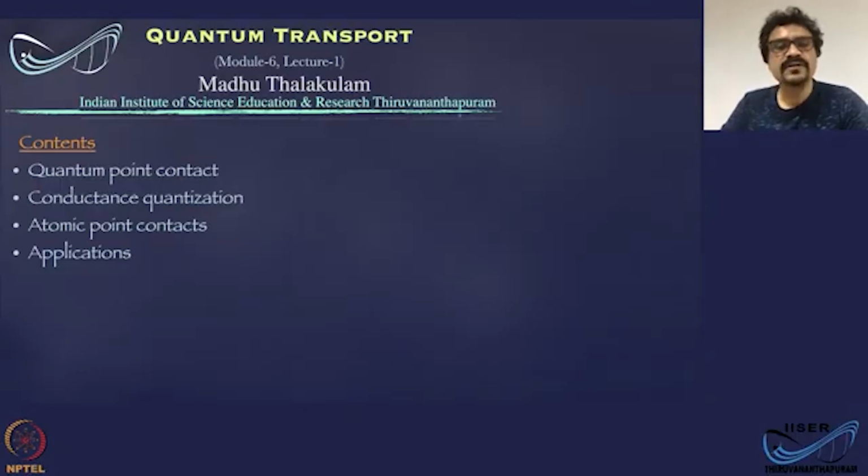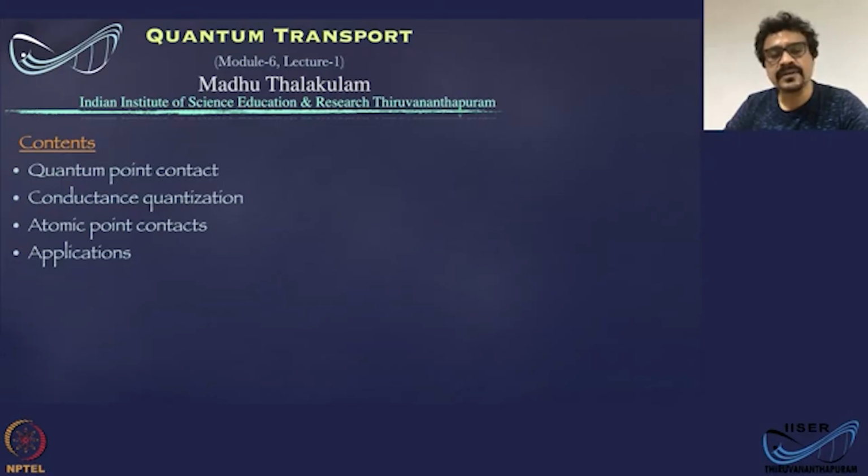In this module, we will discuss transport through one-dimensional systems. We will discuss the transport mechanism by taking quantum point contact as the candidate device. Then we will discuss conductance quantization. We'll move on to another similar device called atomic point contacts, and we'll also discuss the applications of these devices.